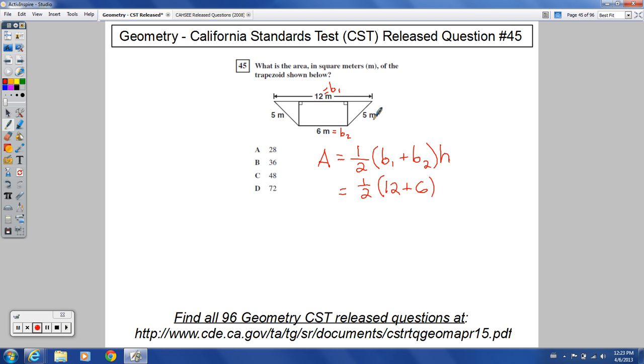Be careful on this one. This is not the height. This is the length of this part right here. We need to figure out what this is right here. I'm going to call this the height. What is that value right here?